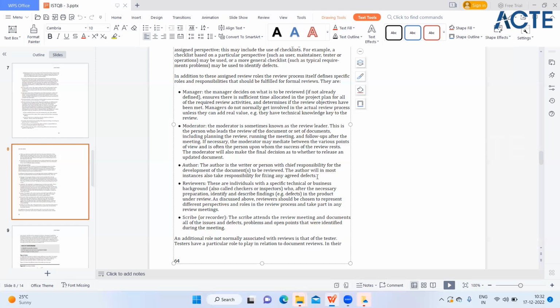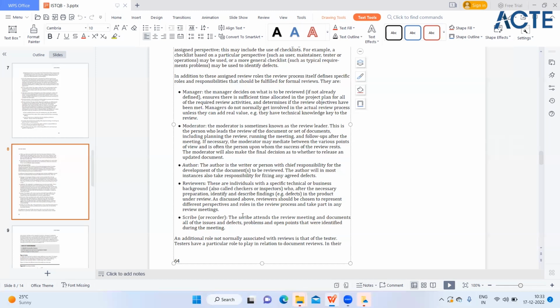Now reviewers. These are individuals with a specific technical or business background, also called checkers or inspectors, who after the necessary preparation identify and describe findings, for example defects, in the product under review. As discussed above, reviewers should be chosen to represent different perspectives and roles in the review process and take part in any review meetings. So reviewers may be developers, testers, every person in that team will be involved in the review meeting to provide their views for that document.